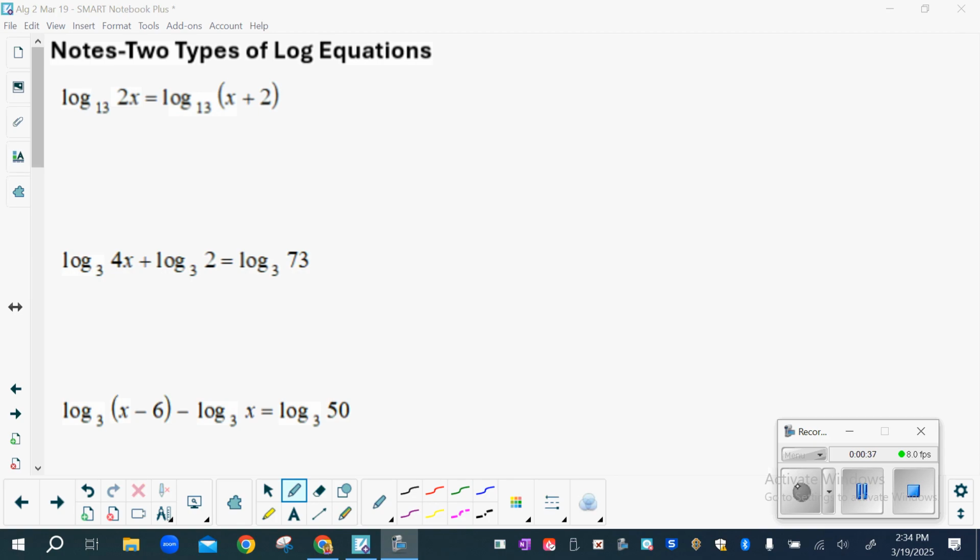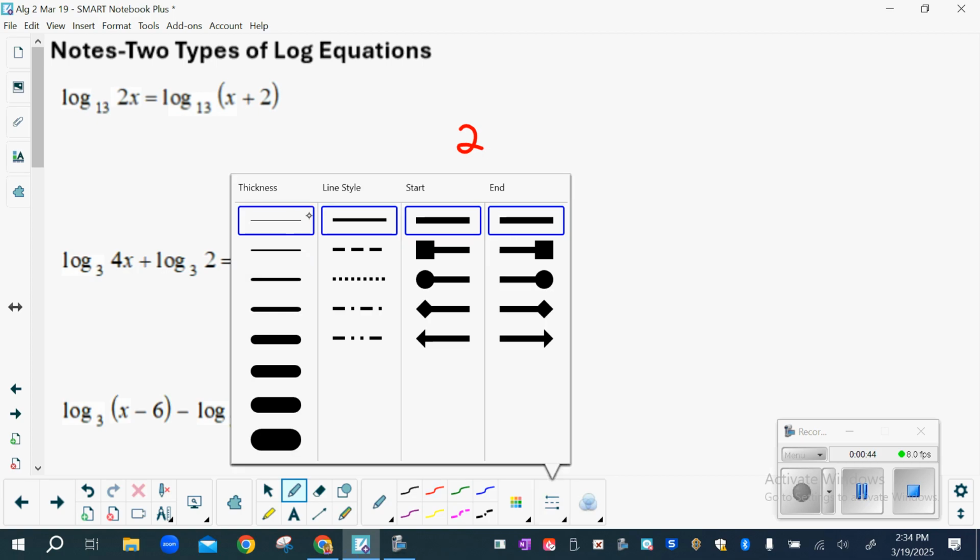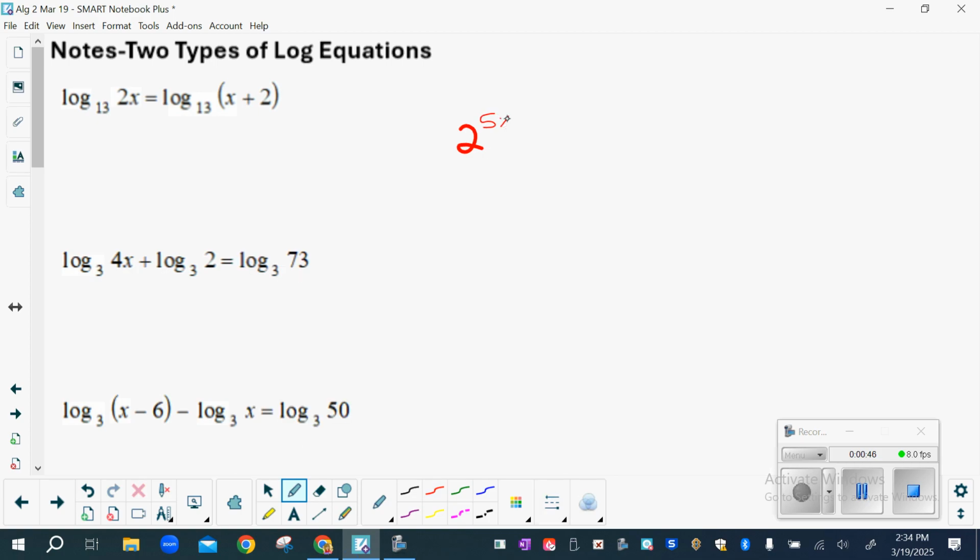So remember when we had, say, 2 to the 5x equals 2 to the third. What do we do to solve that? Take those bases away, set the exponents equal. Could we do something similar here? Are they both the same base? Yeah. So we're just going to take what we're taking the log of, which is 2x here, and set it equal to x plus 2.